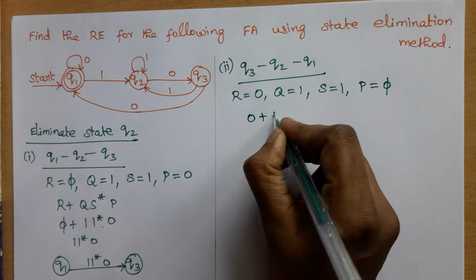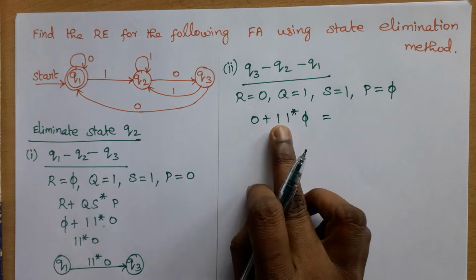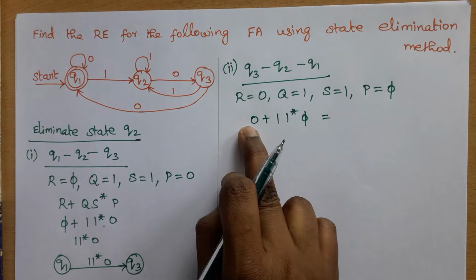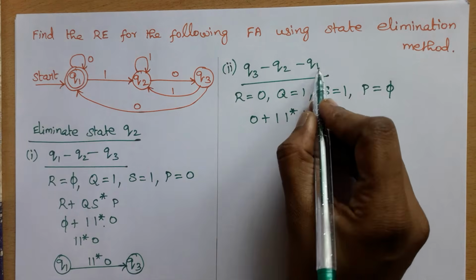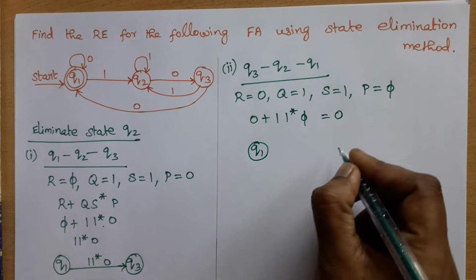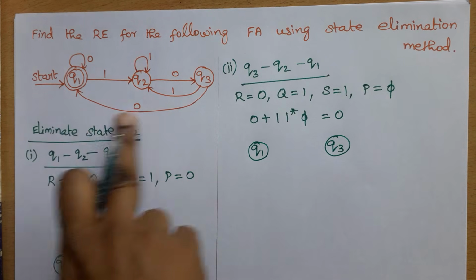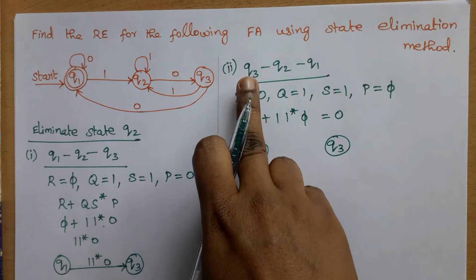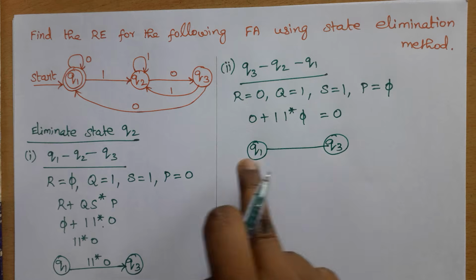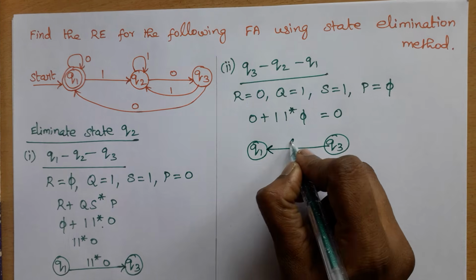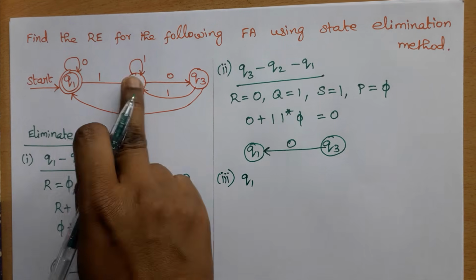Now R plus Q S star P gives 0 plus 1, 1 star, phi. So phi concatenated with a regular expression is phi, and phi plus a regular expression is the regular expression, so 0. Now we have to draw an edge from Q3 to Q1. If we eliminate Q2 in this path, we need to draw an edge from Q3 to Q1, and we will be left with these two states, and the edge from Q3 to Q1 must be labeled by 0.